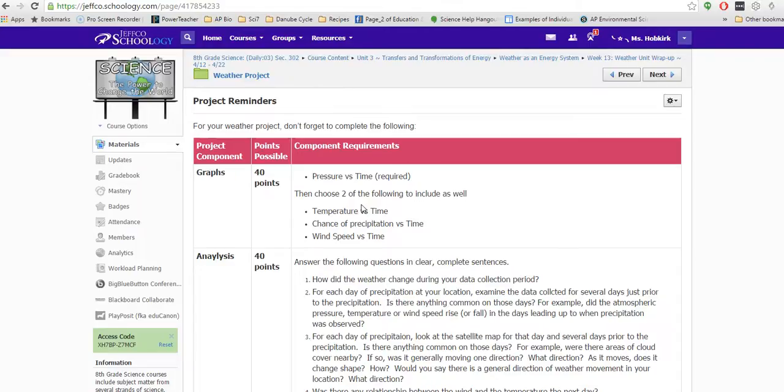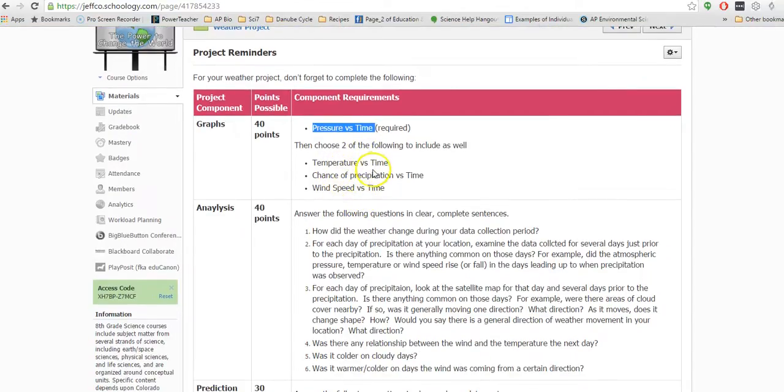Anything less means you didn't really do what you were supposed to do prior to this, and completing this may have some difficulties now. So your project needs to have graphs. That's 40 points of your project. You need to do pressure versus time. This is required. And then choose two of these: temperature versus time, chance of precipitation versus time, or wind speed versus time. So you must have 3 graphs. This one is required, and then any 2 of these.